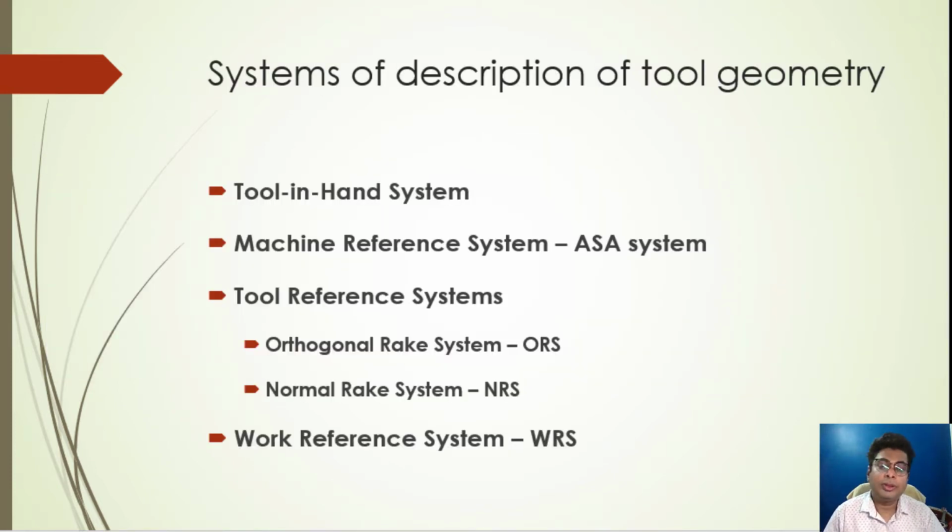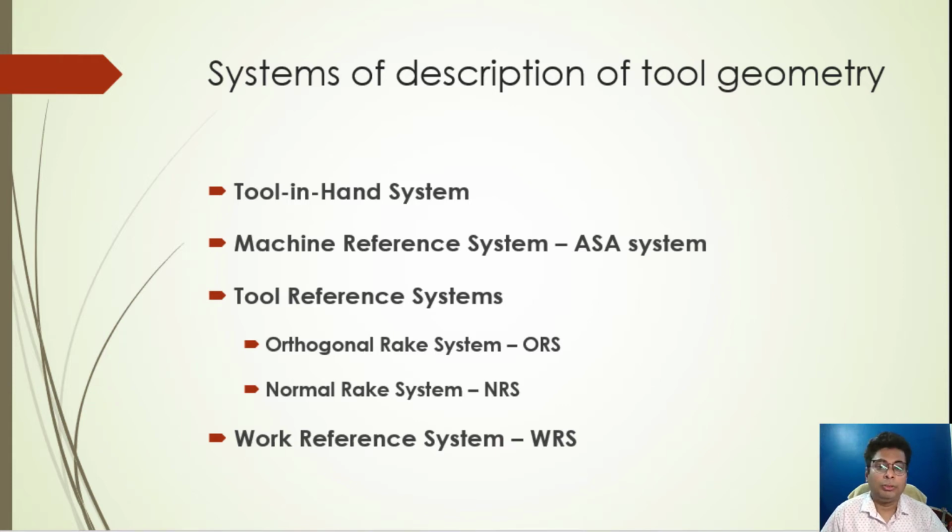Now coming on to the systems of description of tool geometry. Generally, the tool geometry of a cutting tool can be described in more than one format. These are the different formats in which the tool geometry is specified. The first one is tool in hand system, then machine reference system or ASA system, then tool reference system, under which orthogonal rake system ORS or normal rake system NRS is there. Then comes work reference system.